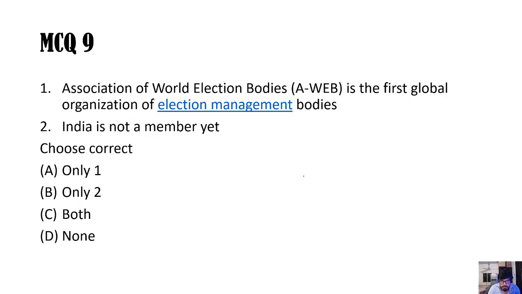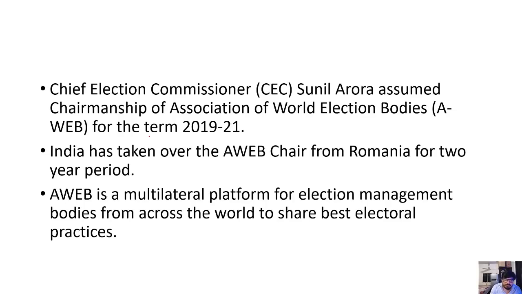Next, Association of World Election Bodies, AWEB. AWEB is the first global organization of election management bodies across countries. You see, in 2013, Korea proposed this, and certainly it is the first global organization of election management bodies, and we have given important contribution there. Our link is very important here because with the Election Commission of India's suggestion, they have made a charter of it. So India is certainly a member, and 97 members are there. So second statement is perfectly wrong. First is correct. Only one is the answer here, and you can see the detail.